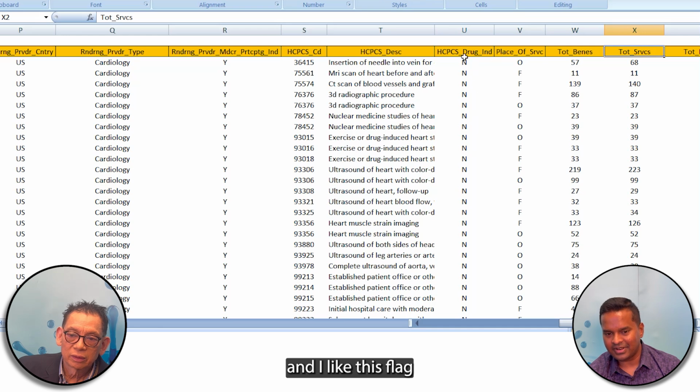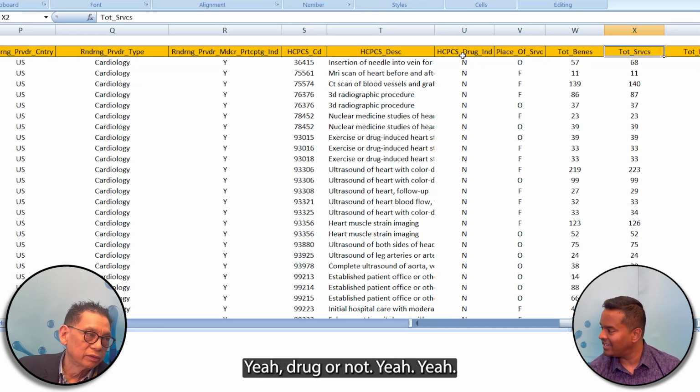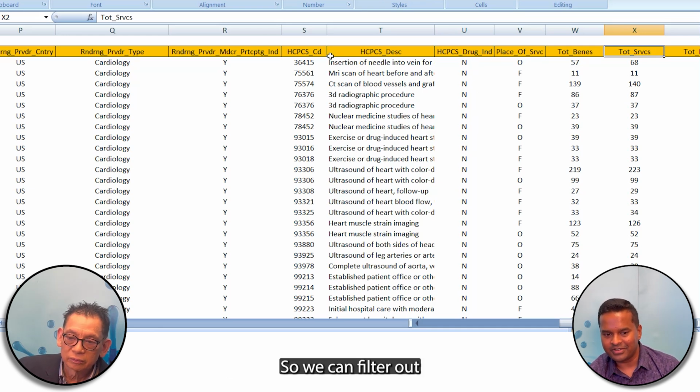And I like this flag specifically, which tells you if it's a drug or not. So we can filter out the J codes by doing that. And there's the place of service: is it outpatient or facility, which is inpatient?